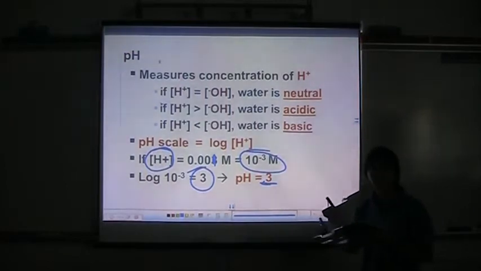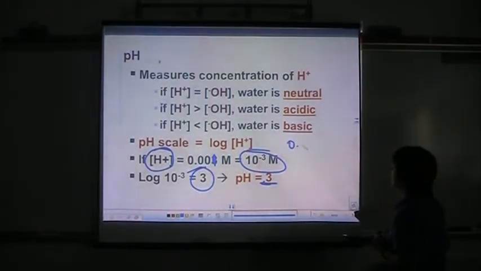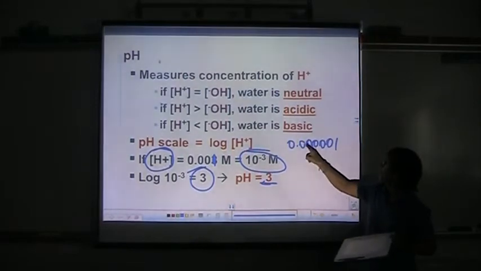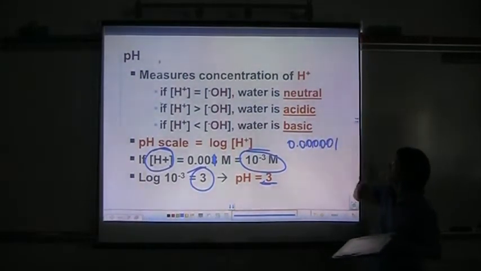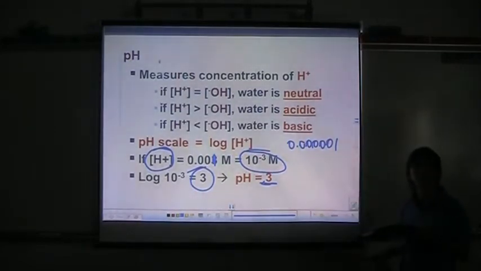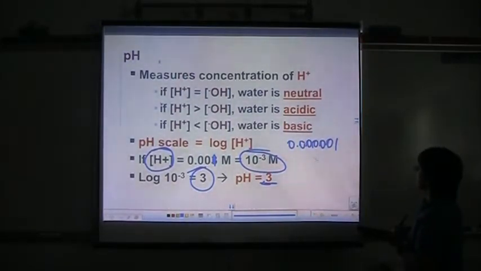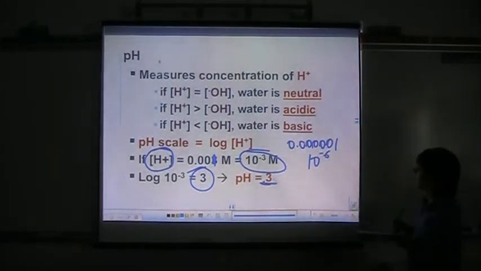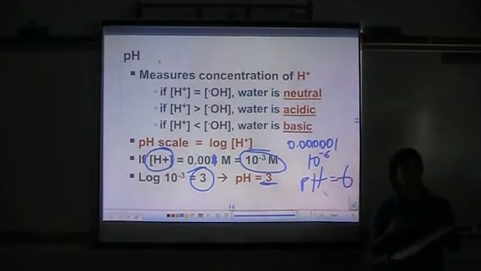Now, just quickly, ready? If the concentration of hydrogen is 0.0000001, what is the pH of that solution? Let's write that in scientific notation. This will be 10 to the minus 1, 2, 3, 4, 5, 6. 10 to the minus 6. What's the pH of that solution? Come on. The pH of this solution is 6.